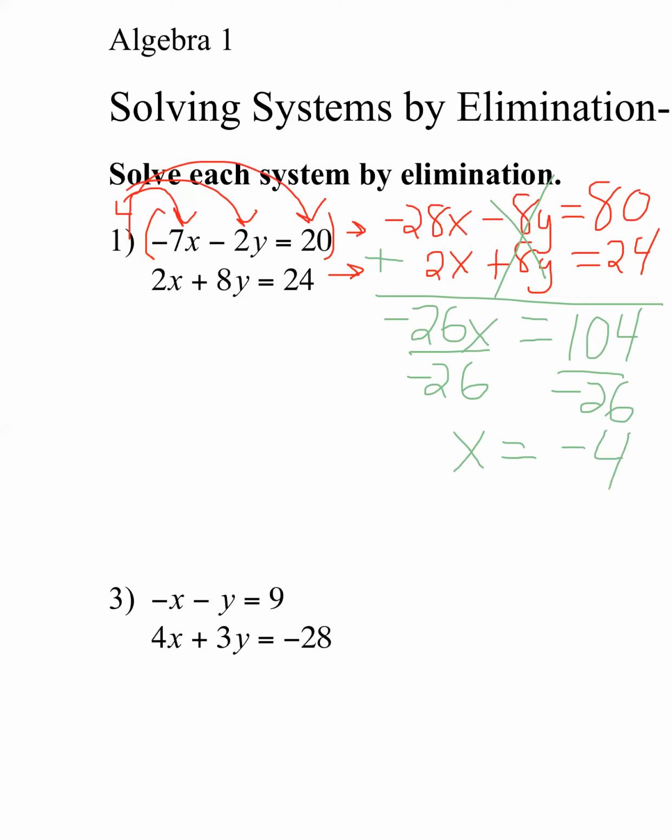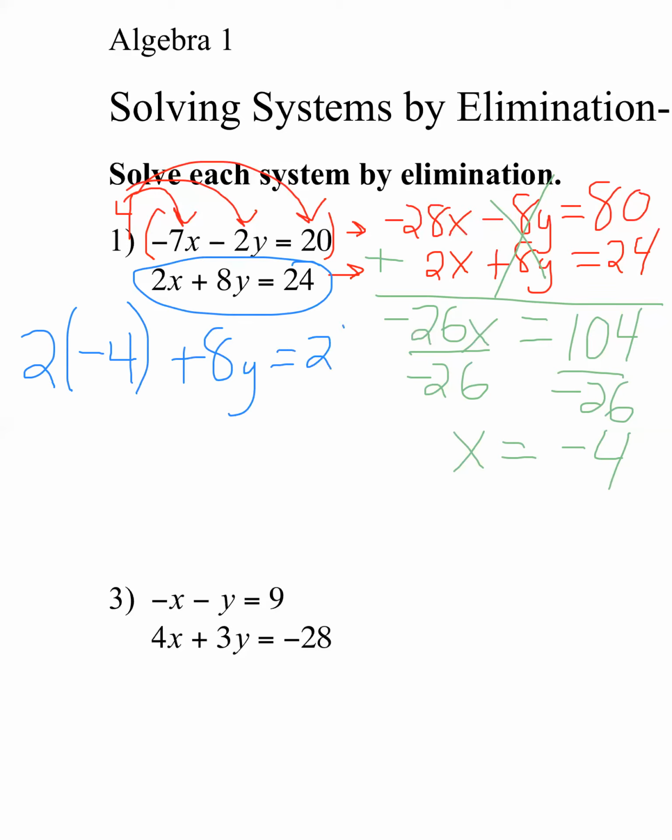Awesome. So now, just like yesterday, once I get one variable, I'm going to go back to one of the originals. Doesn't matter which original you pick. I'm going to pick the bottom one here just because it's got a little bit smaller numbers, I think. Oh, maybe not. Oh, it's fine. So now I'm going to plug in the x value I just found. 2 times negative 4 plus 8y equals 24. And now I can just solve for y.